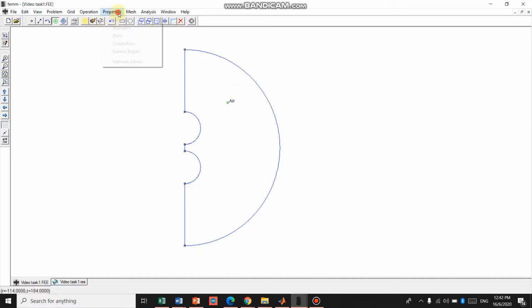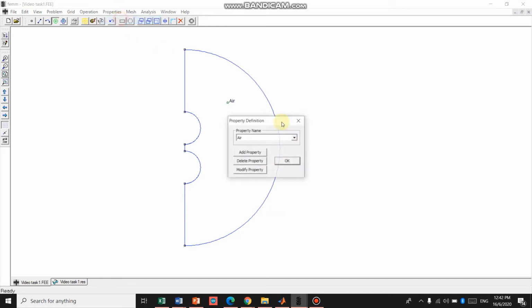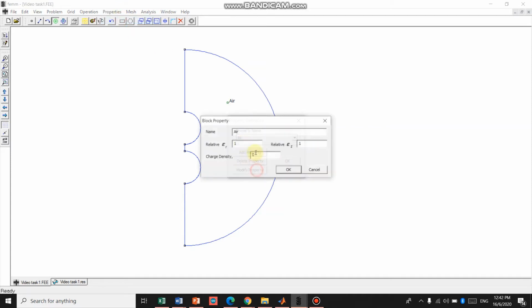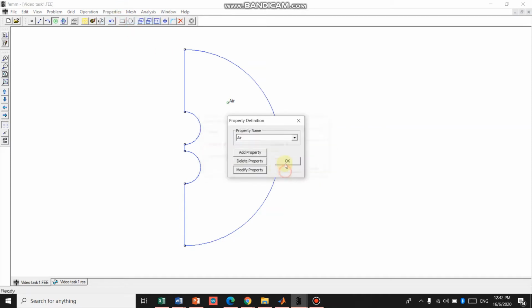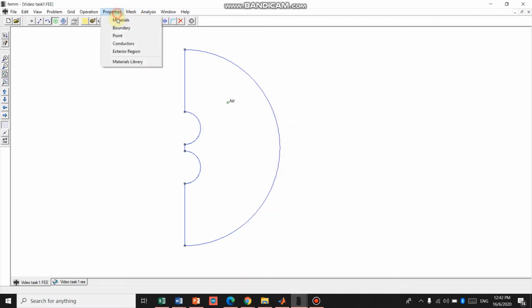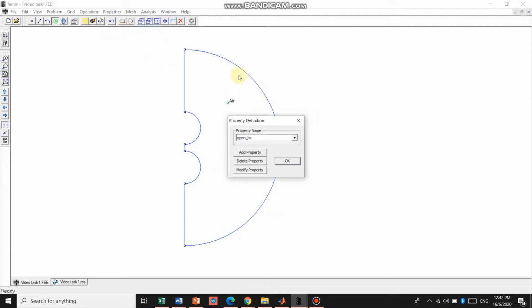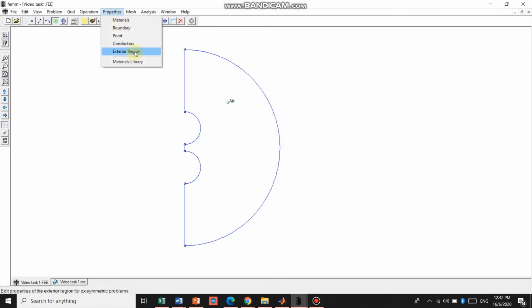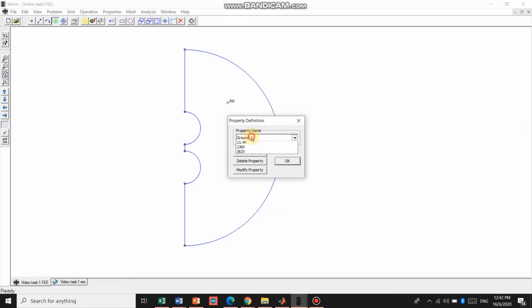First of all, we have to set the properties. First is the material, air. The air will have a relative permittivity of 1. Then we insert the property for the boundary, which is open BC and 0. For the conductors, we will insert ground for the lower electrode, and the upper electrode we will vary with 31.4 kilovolt, 136 kilovolt and 362 kilovolt.